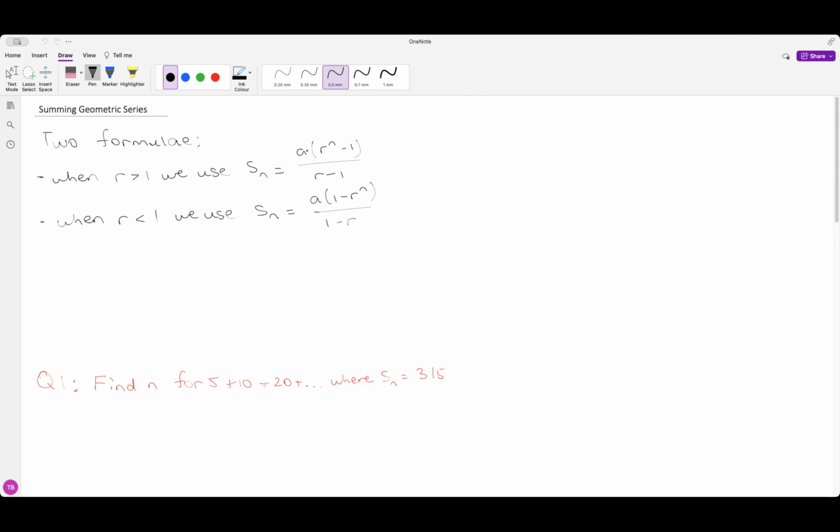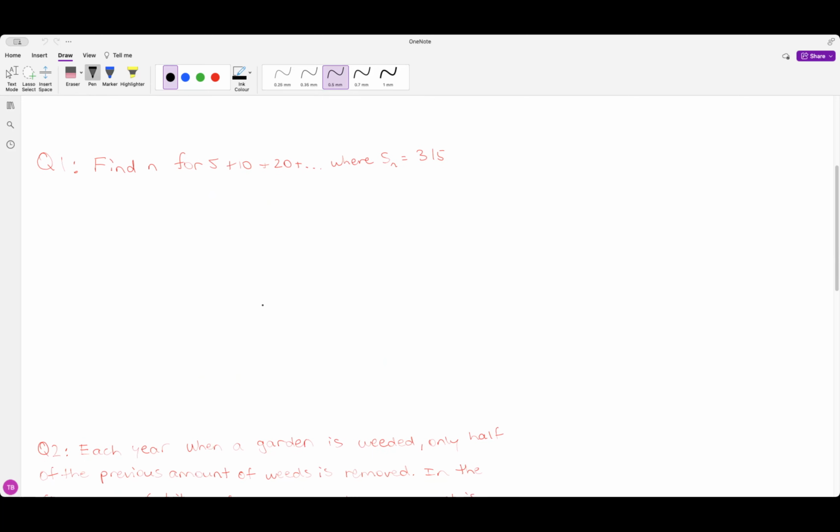We have the sum is equal to the first term times r to the n minus 1 over r minus 1, or the original term times 1 minus r to the n over 1 minus r, depending on whether our rate is greater than or less than 1. Now, our rate being greater than or less than 1 is actually a really important concept that we're about to look at in the next chapter when we look at limiting sums. So we're going to practice applying that formula.